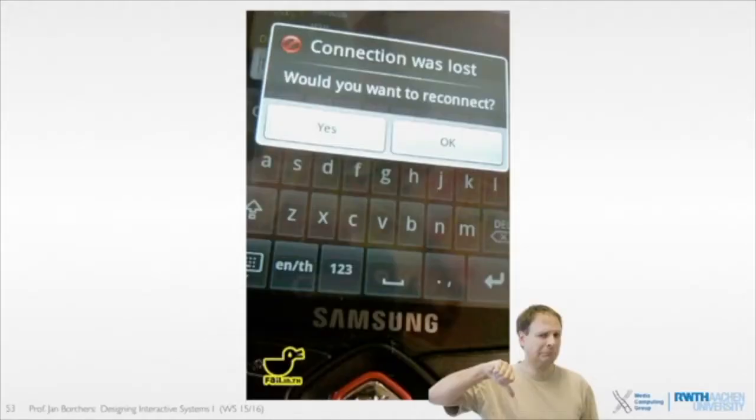On the other hand, if you get messages like this, I love this one. What am I supposed to do? Right? Yeah. Well, anyway, not really sure.